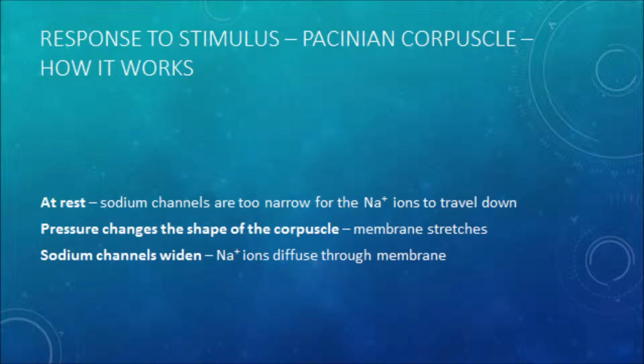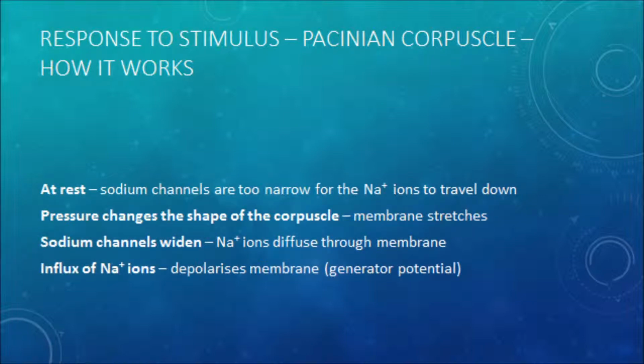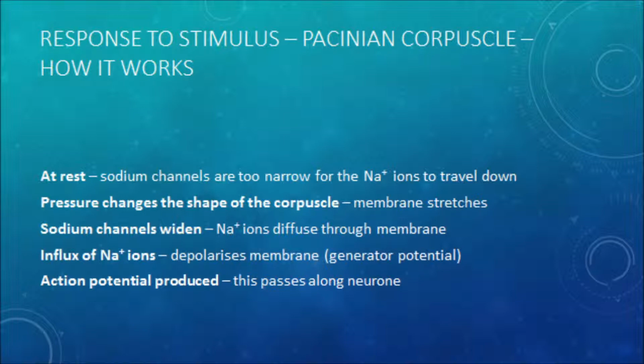polarized. When pressure is applied to the corpuscle, it changes shape, and the membrane around the neuron also changes. The stretching widens the sodium channels and allows the diffusion of sodium ions. This diffusion causes an influx of sodium ions, which changes the potential of the membrane, creating a generator potential. This then goes on to produce an action potential that is passed along the neuron.